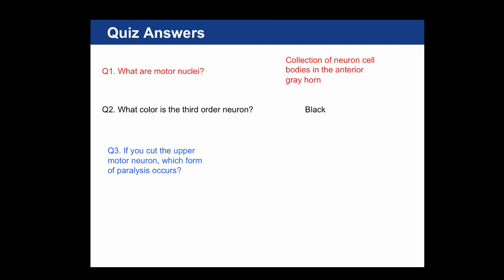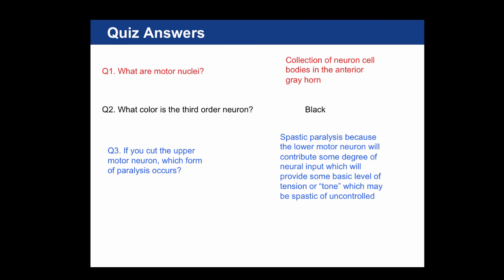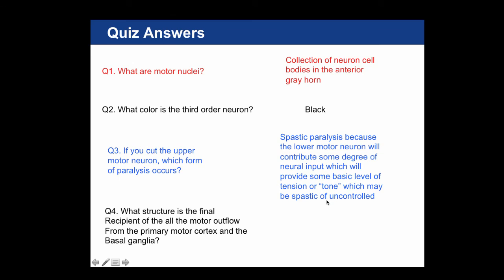Question number 3, if you cut the upper motor neuron, which form of paralysis occurs? And the correct answer is spastic paralysis, because the lower motor neuron will contribute some degree of neural input, which will provide some tension or tone, which may be spastic or uncontrolled. So a little typo on my part. Last but not least, what's the final recipient of all of the motor outflow from the primary motor cortex and the basal ganglia? And the answer is simply the lower motor neuron.